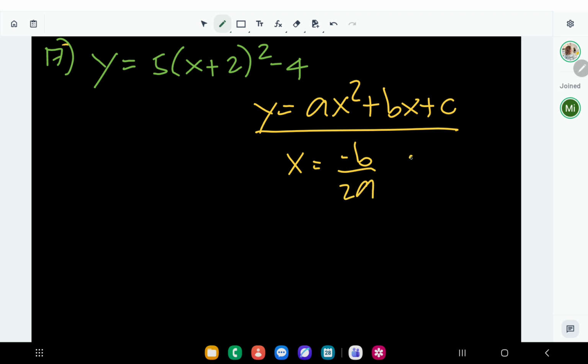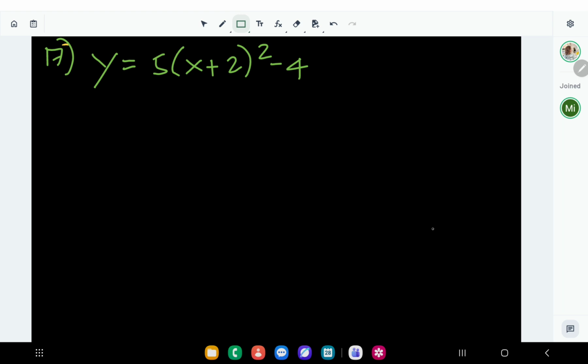Then you find y. Now you have the vertex, and you solve for a. To solve for a, you equate y equals b, because b is the y-intercept. You find the y-intercept first, and then you find the value of a. Then you can write your equation. All right?